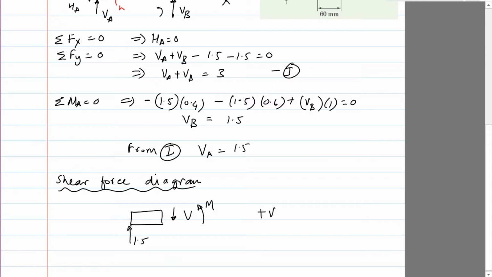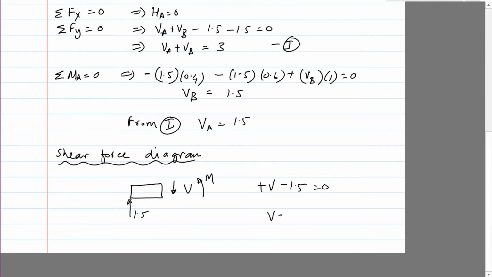So positive V, because the convention is downwards is positive for the shear force diagram, okay, not for the other things, which is the free body diagram. Minus 1.5 upwards is negative equals 0. And so we see that V at NN is 1.5 kilonewton. Okay, that was what we're after.